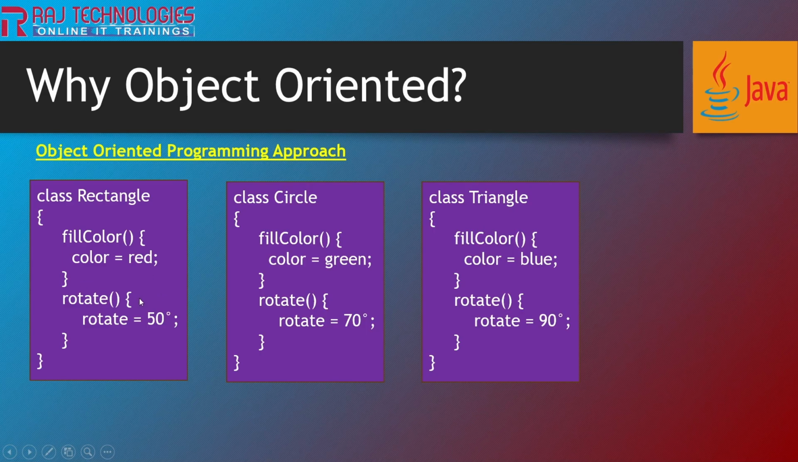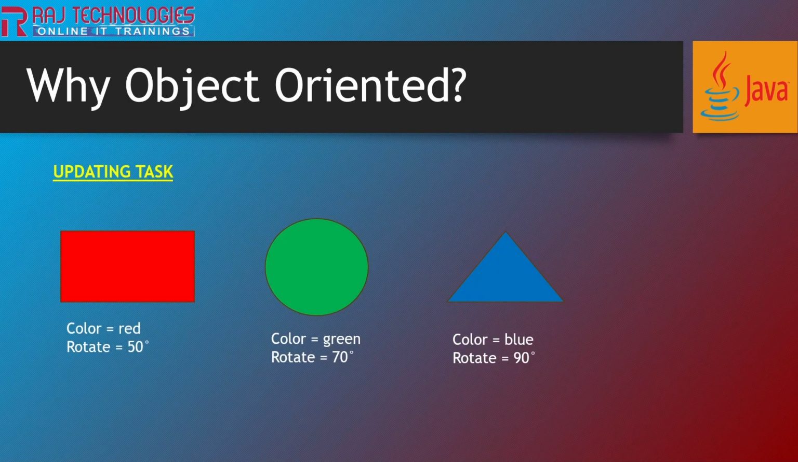Means we are thinking in terms of real-time entities like rectangle, circle and triangle. Now, once we develop the application, we give it to the client. From that time onwards, we call it the maintenance phase. Once we submit our product to the client and the client starts using the application, from that time we call it the maintenance phase.